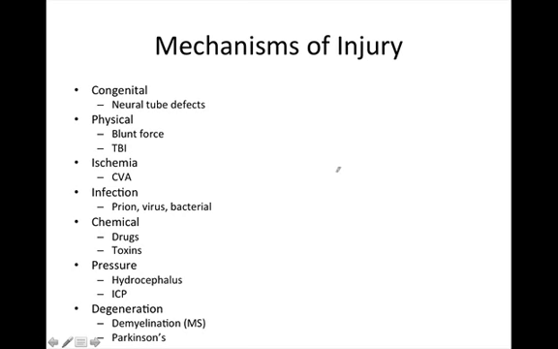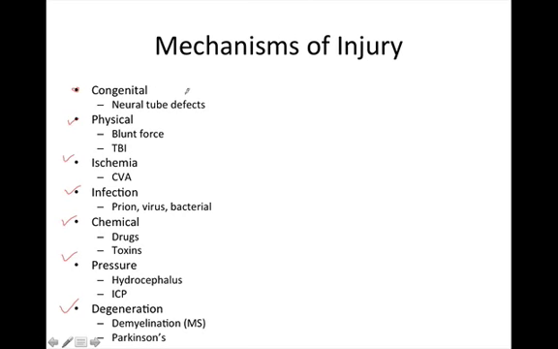Now, as you can see here, this is quite the list. These main bullet points are the major types of injury that can create harm to the central nervous system. And like I said, you're going to notice a lot of these are also injurious agents to the peripheral nervous system as well.